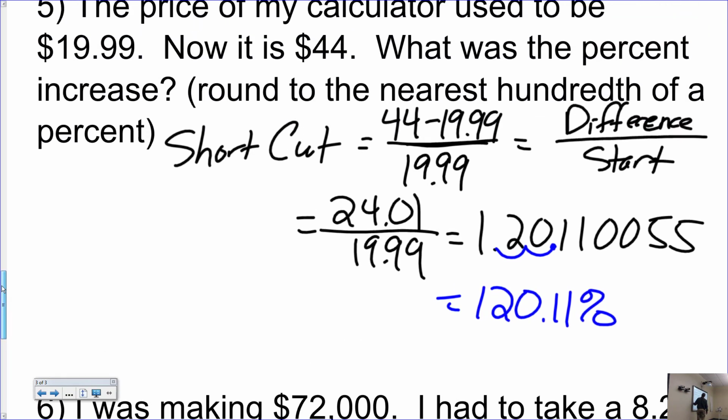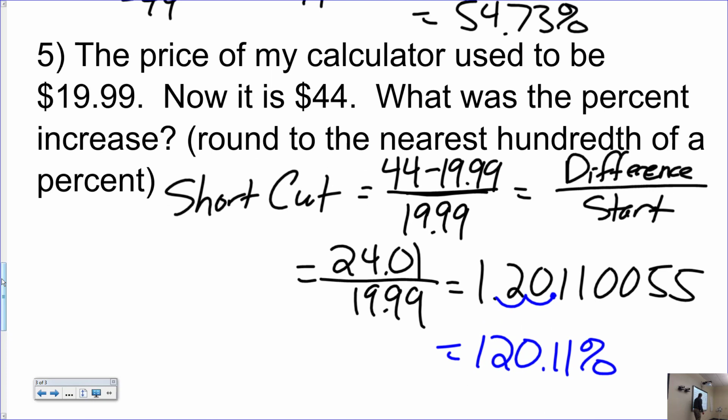and make sure that the number makes sense, right? If the price of an item went up 120.11%, that basically means it has to more than double, right? Going up 100% means double the price. It was 20, double 20 is 40. 44 is more than that. That means it went up more than 100%. That number makes sense. All right?